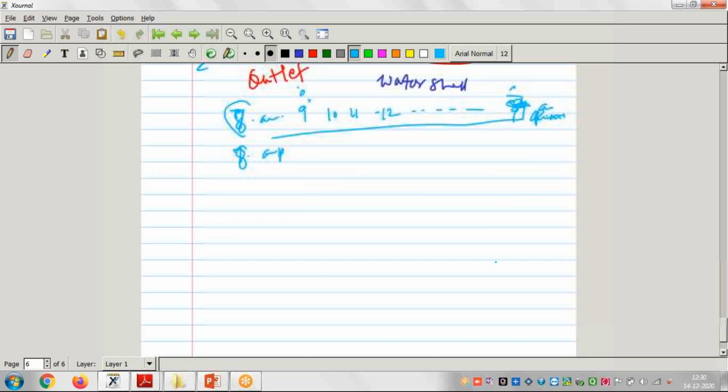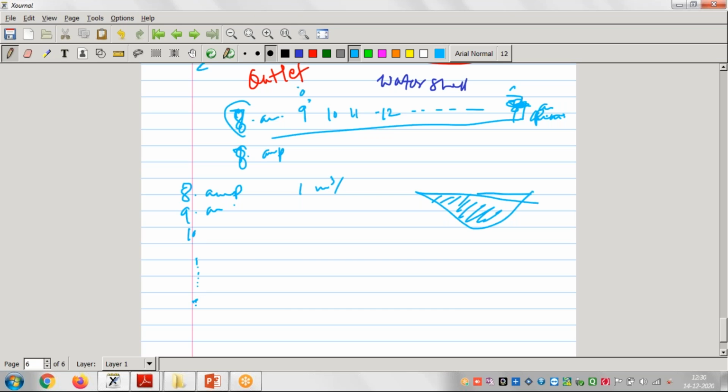Suppose this is my river, right? This is my river. So if I started in the morning at 8 a.m., I noted down the discharge, say 1 meter cube per second, then 9 a.m., then 10 a.m., and likewise up to 7 p.m. and again 8 a.m., means almost 24 hours. We noted down the discharge 1, 2, 3, 4, 5, 6, likewise, right?